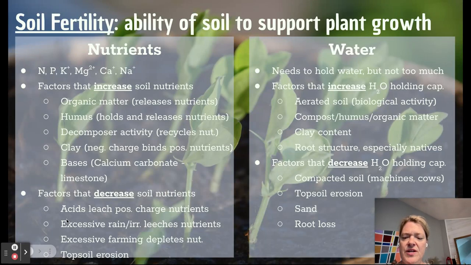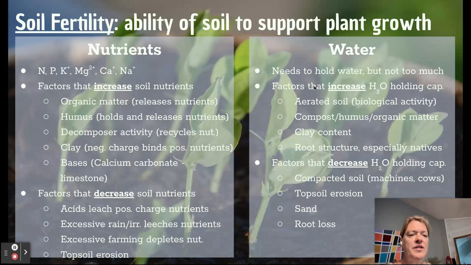Factors that decrease soil nutrients: having too much acidic soil, excessive rainfall, excessive farming, and not farming in a sustainable way. So farmers have to be very intelligent and very educated about their soil. And then topsoil erosion. Improper farming can also lead to a lot of erosion, which is not a good thing. So again, farmers need to really think about sustainability, be good to their soil, and know the proper techniques to keep it healthy. There's a lot of research that goes into that if anyone's interested in agriculture.